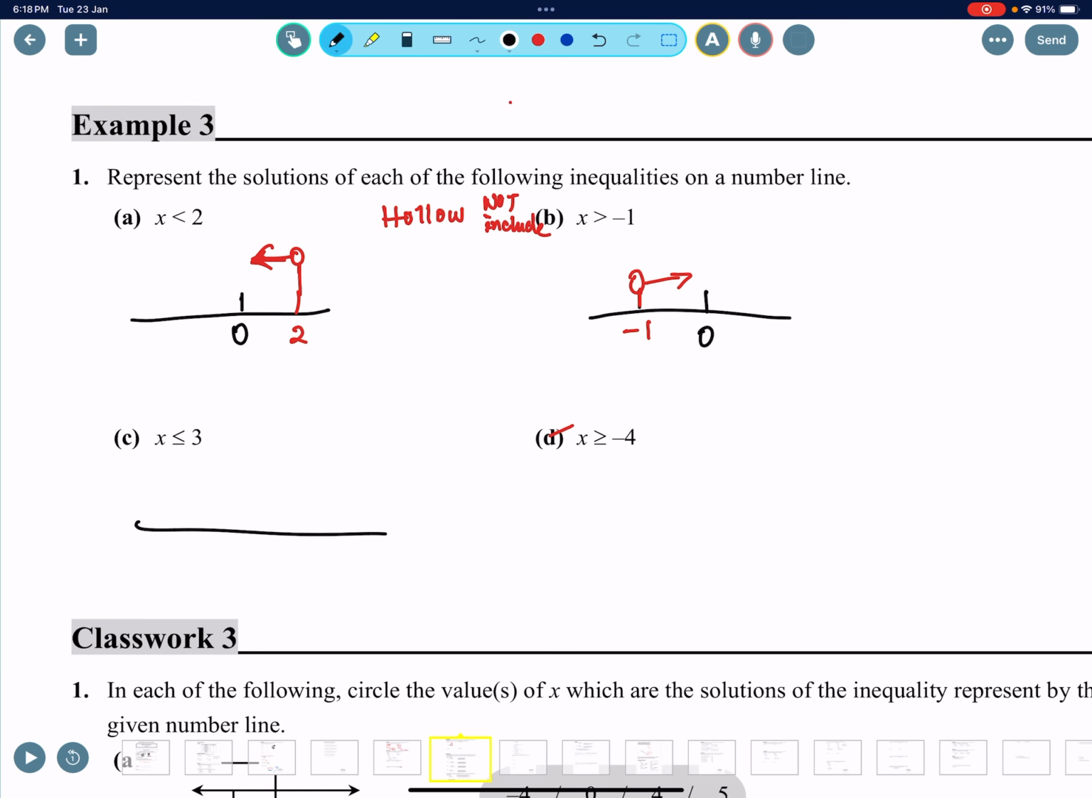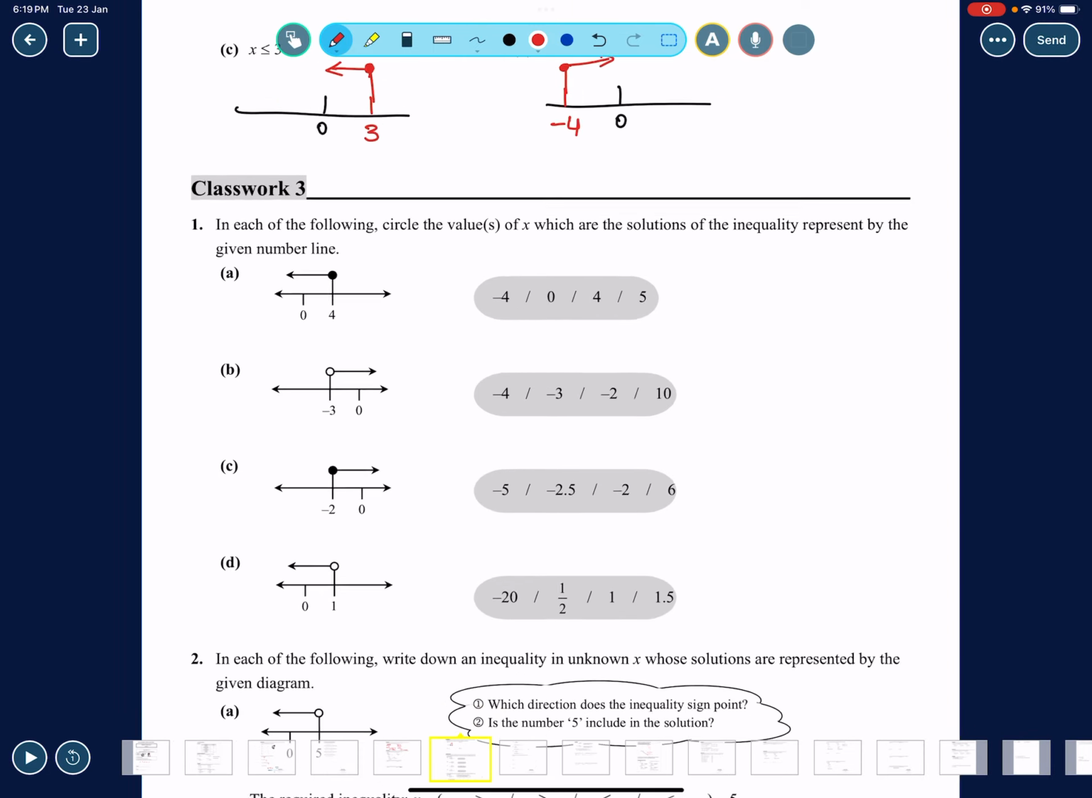This one, this time it has an equal sign. Decide where's 3. 3 is on the right side of 0. Solid circle, because you have to include 3. The equal sign is written there. Less than or equals to 3 will be pointing to the left. You need numbers that are 2, 1, 0, -1, which are on the left side of 3. 0, and then we have -4. Solid circle pointing to the right. I'm not going to explain. I think you can figure that out.